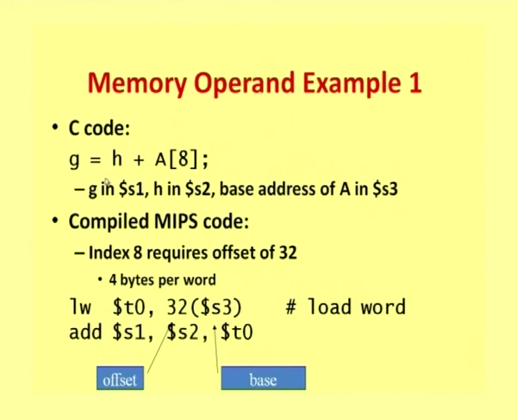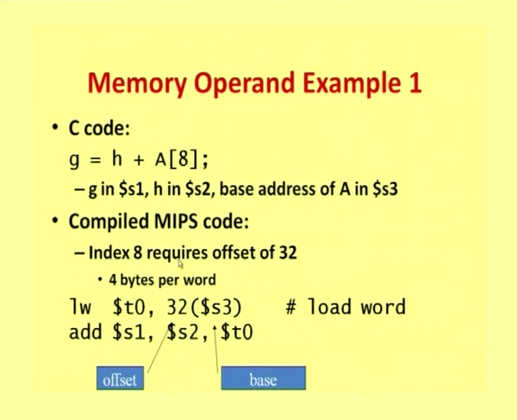Now, again looking at a C code example for how memory operands would be used. Suppose we had C code like this: g = h + A[8]. Let us say g is in $s1, h is in $s2, and the base address of A is in $s3. So, what will be the corresponding code for this? We have a load word instruction, lw $t0, 32($s3). Remember, this is a memory operand that needs to be accessed, and memory operands can be accessed only using a load instruction. So, we will load the value available at A[8] using an indexed addressing mode.